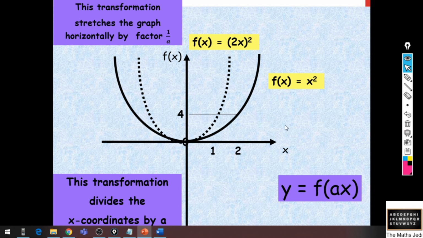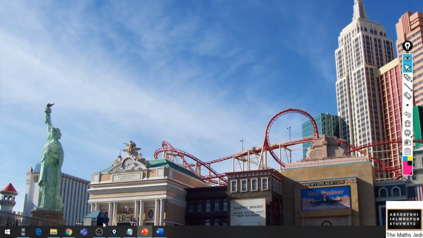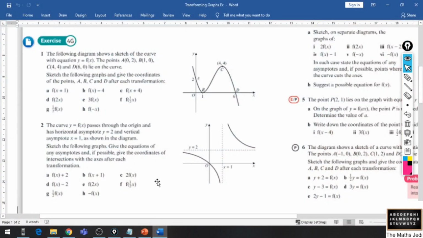So one is a vertical stretch, one is a horizontal stretch. The vertical stretch is by a component, in the previous case it was 2, and this one's a horizontal stretch, but it's a factor of 1 over a. It's 1 over whatever it is that's inside of our brackets. Let's just have a look at a couple of examples to get our heads around that.